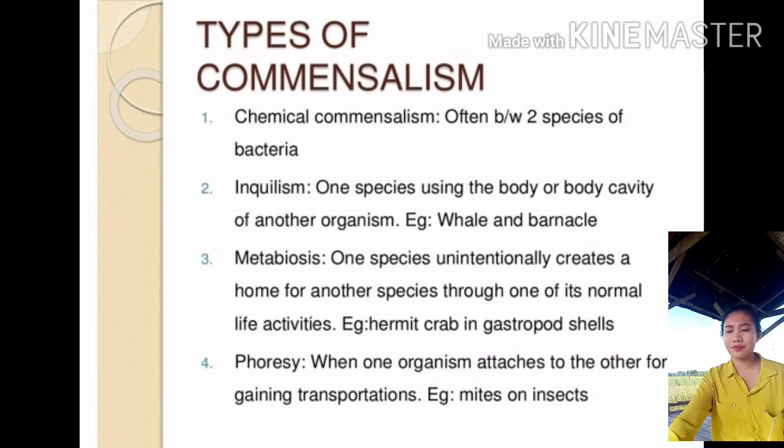Then the third type, we have the metabiosis. One species unintentionally creates a home for another species through one of its normal life activities. Example, the hermit crab in gastropod shells. The hermit crab unintentionally creates a home on the gastropod shell. And it does not hurt or harm the animal inside that gastropod shell. It just keeps living in that area.